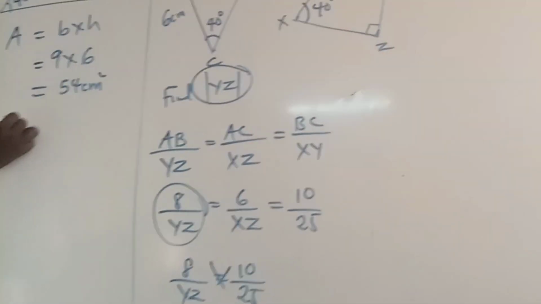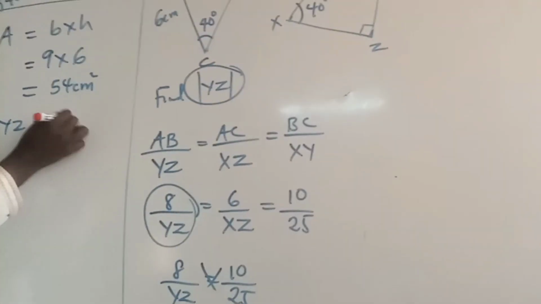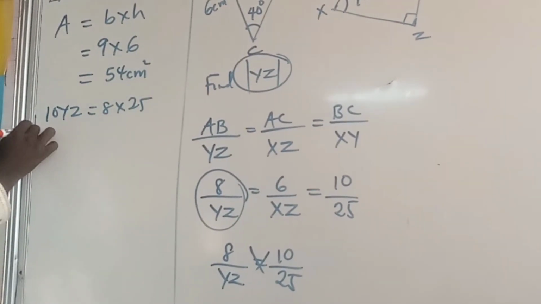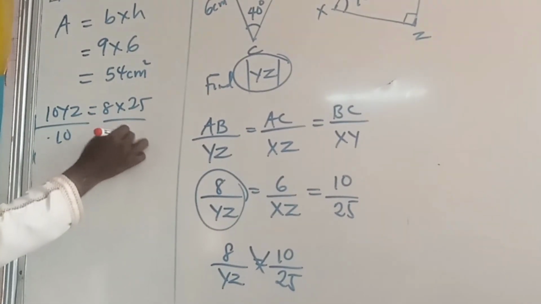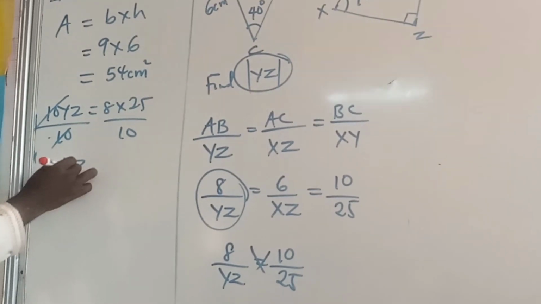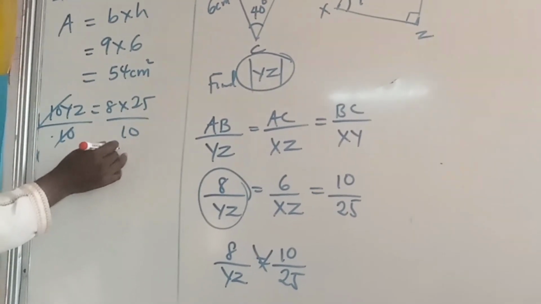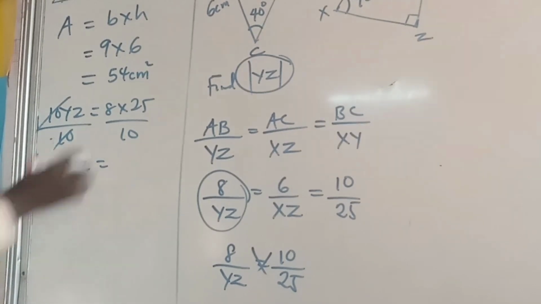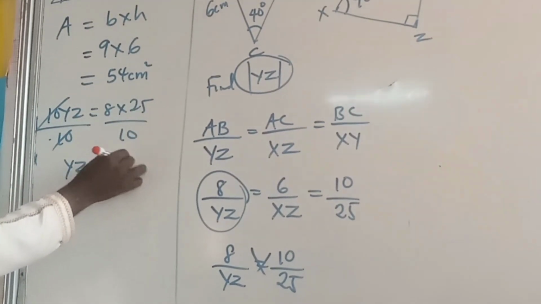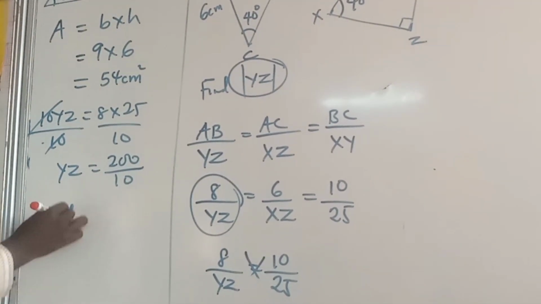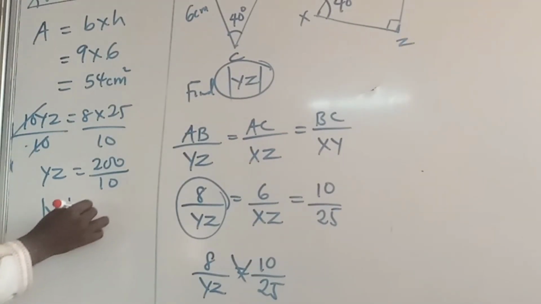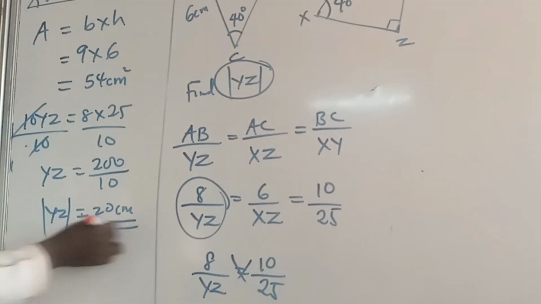So 10 YZ equals 8 multiplied by what? 25. Divide both sides by 10. Cancel, cancel. So YZ equals what? This gives what? 200 divided by 10. So YZ equals what? 20 centimeters. Is that clear? So that is, please take notes.